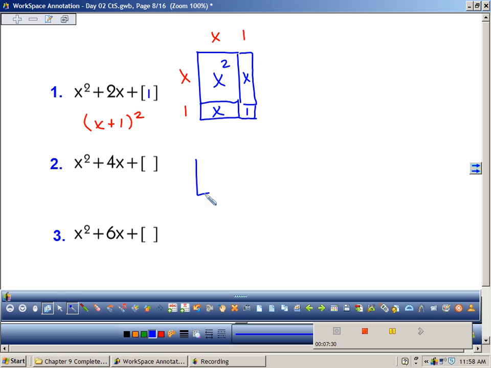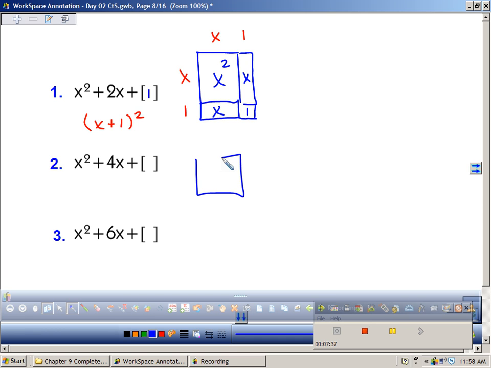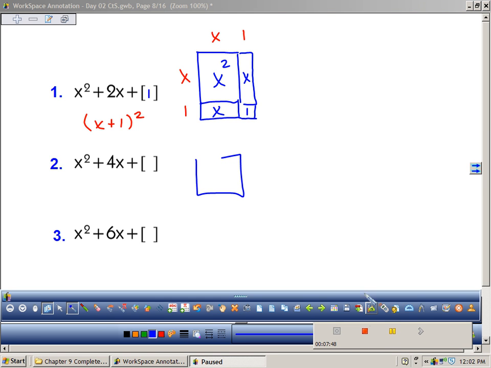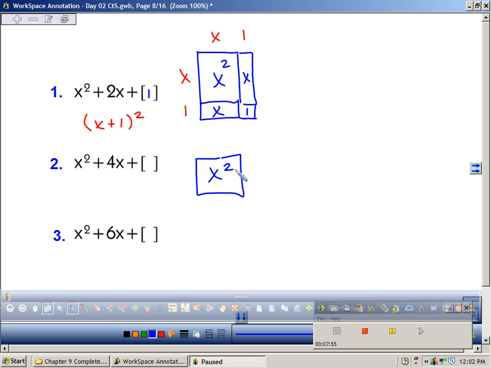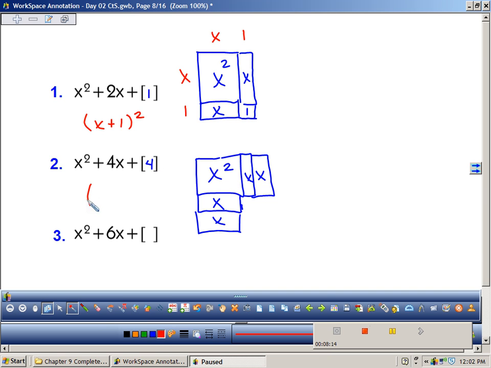Do the next one. I've got an x squared. How would you set the four x's up? Okay, so I have an x squared here. Who can visualize it? What needs to go over here? Two x's. Good. And what would go down here? Two x's. So how would this fill in here? Four. Then what would this be? Two.